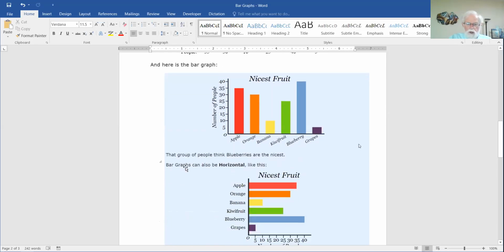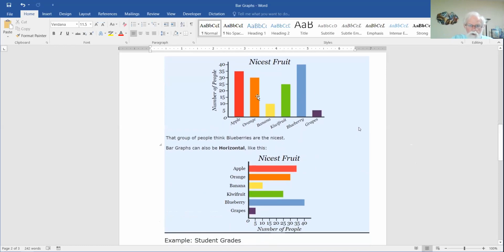We can do things either vertically or horizontally. There is no right or wrong way to do it. It's dependent on your own personal preference. A lot of people prefer these, I think, because it's easier to see heights than different lengths, and that may be a bias on my part. But again, we can either have a horizontal or a vertical bar graph. Okay.